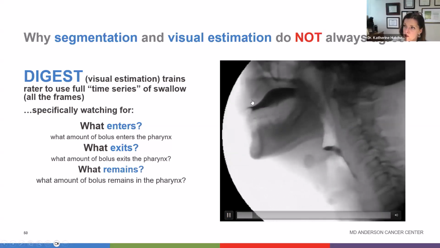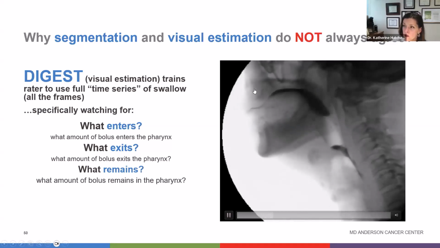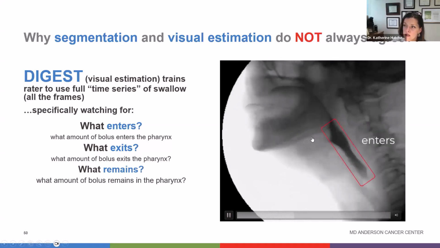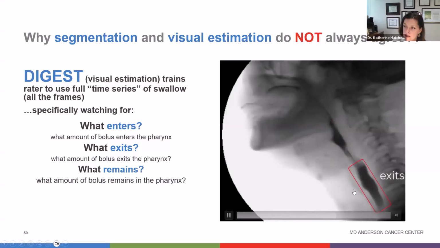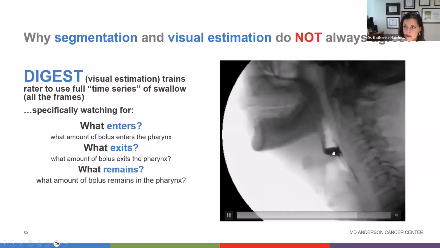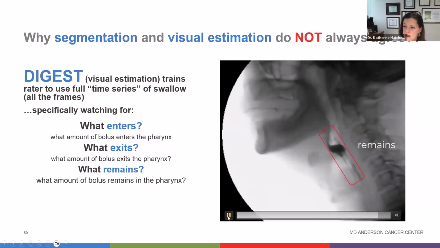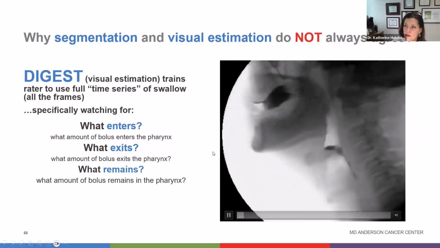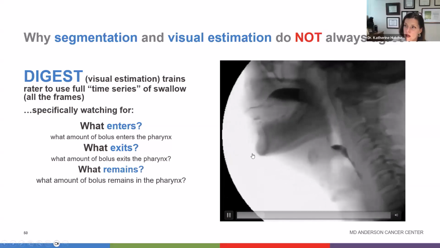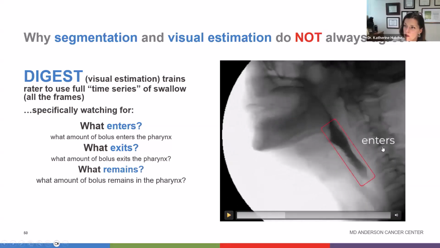So I'm going to show you an example here where we've annotated those decision points. So here's the bolus in the mouth. We're waiting till it pushes into the pharynx. This is what entered the pharynx. This is what exits. And this is what remains. And if we watch that again, we can see that all 3 of those time points are pretty clear.